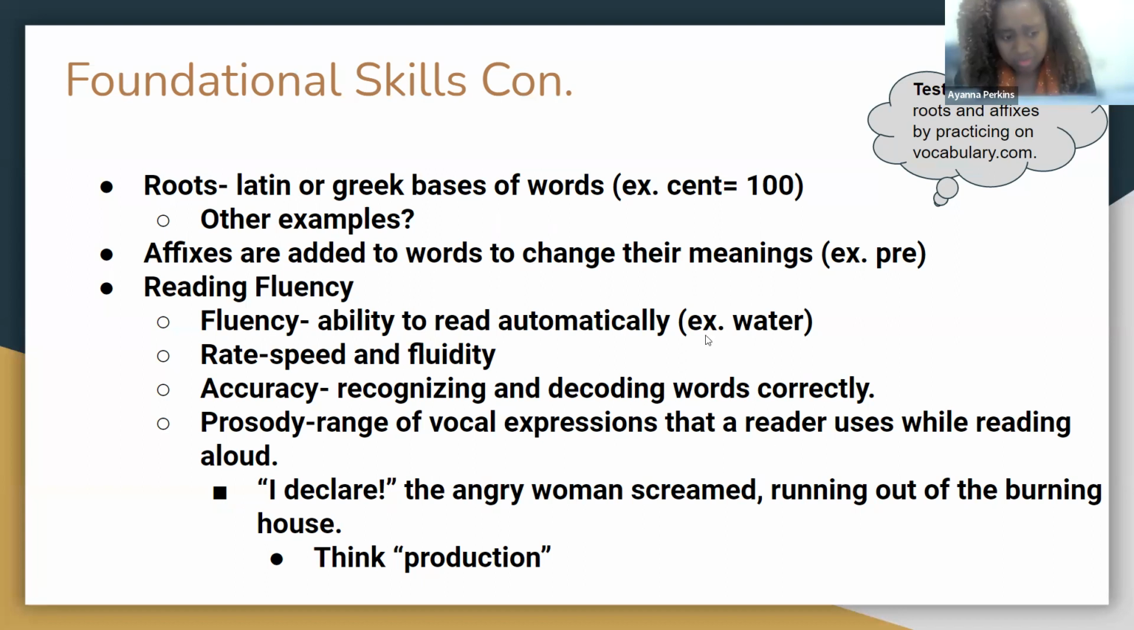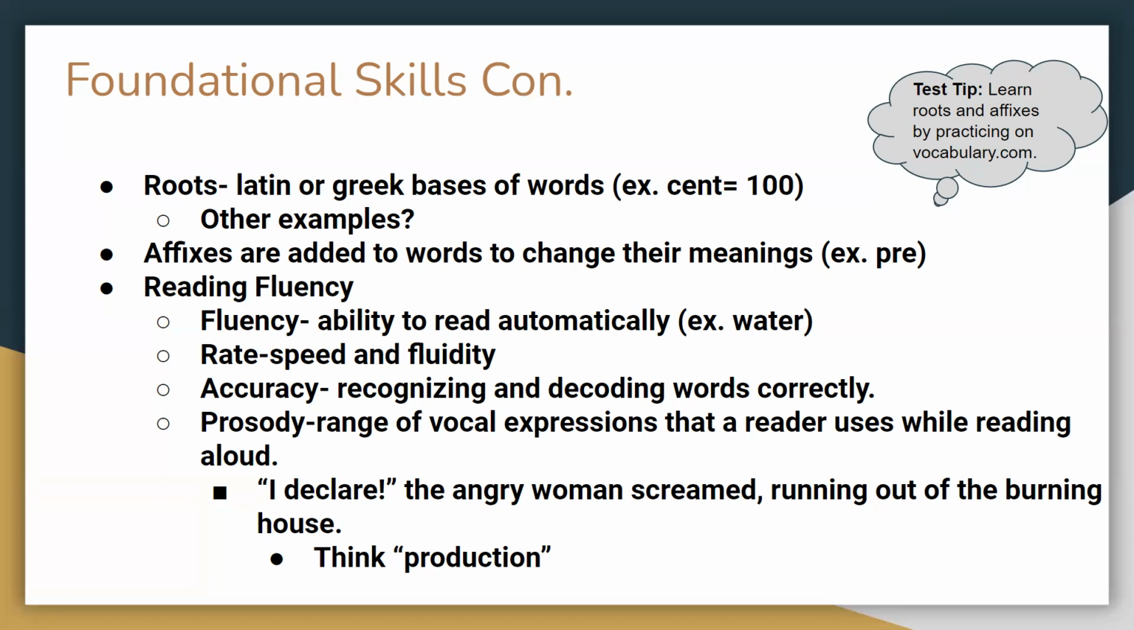So I want someone to read this sentence right here aloud for me. Okay, I guess I'll read it. Okay. "I declare," the angry woman screamed, running out of the burning house. Perfect. So that "I declare," that inflection in your voice, that's what we're referring to with prosody.